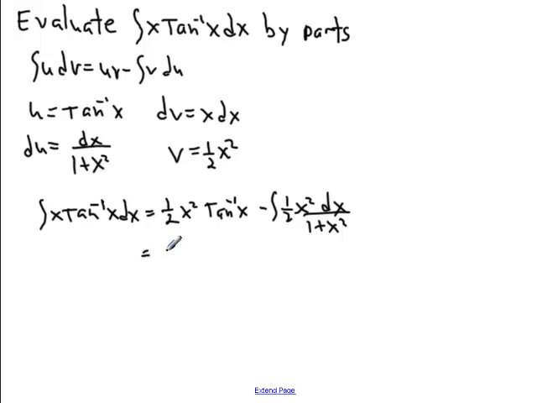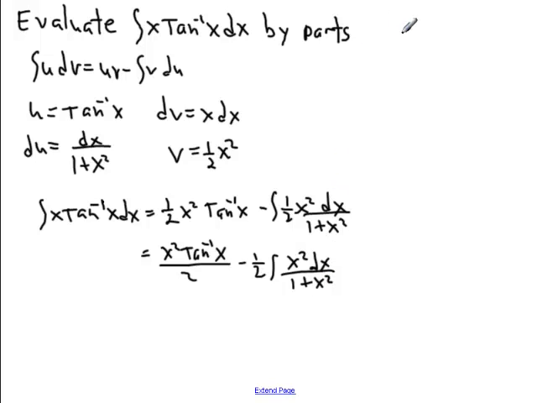So this gives us x squared inverse tangent x all over 2 minus 1 half the integral of x squared dx over 1 plus x squared. Now, if we stop and look at this for a moment, you'll notice that the degree of the numerator and denominator match. We'll have to do a little bit of division, and then we should be able to integrate.